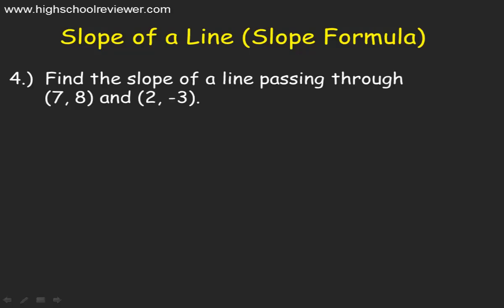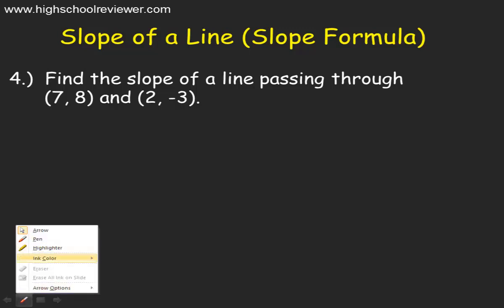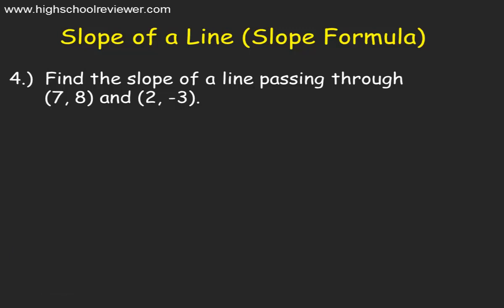Problem number 4. Find the slope of a line passing through points positive 7 and positive 8 and point positive 2 and negative 3. So again, let us identify the values of x sub 1 and y sub 1 and x sub 2, y sub 2. So positive 7 is our x sub 1, positive 8 is our y sub 1, positive 2 is our x sub 2, and negative 3 is our y sub 2.